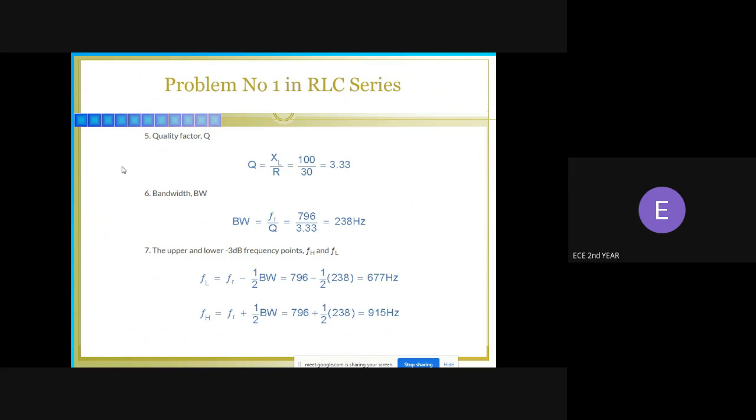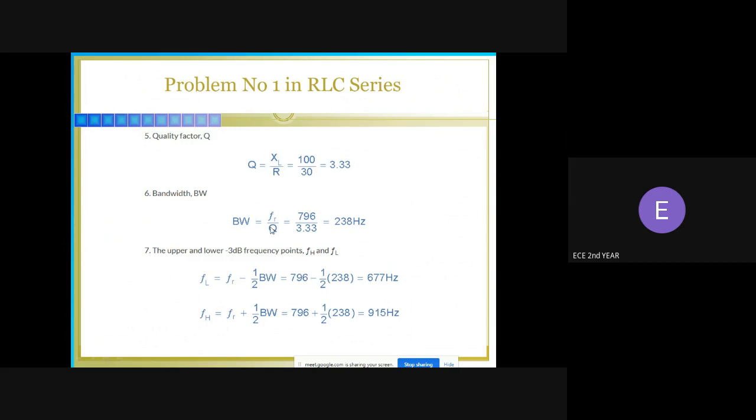Right. So quality factor, we know Q equals XL by R. So XL equals 100 and the resistance value is 3. So the quality factor Q equals 3.33. From that we need to find the bandwidth.